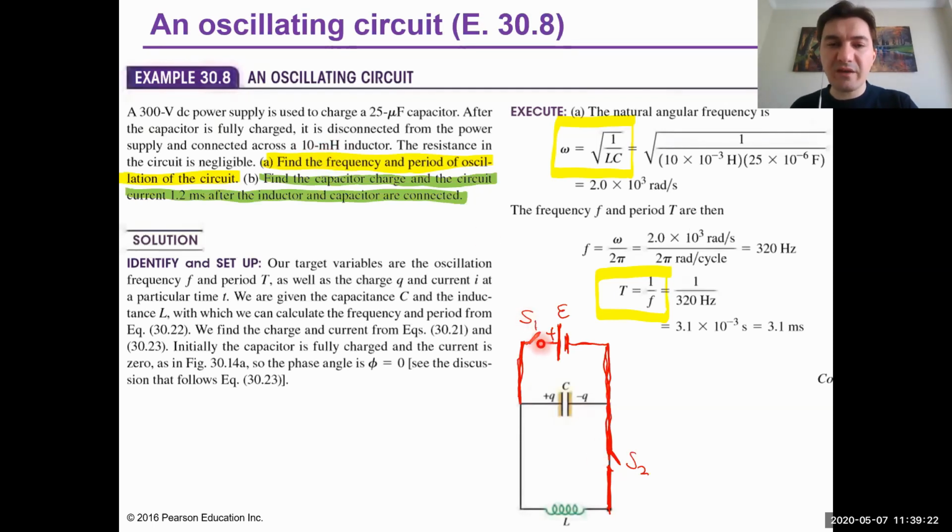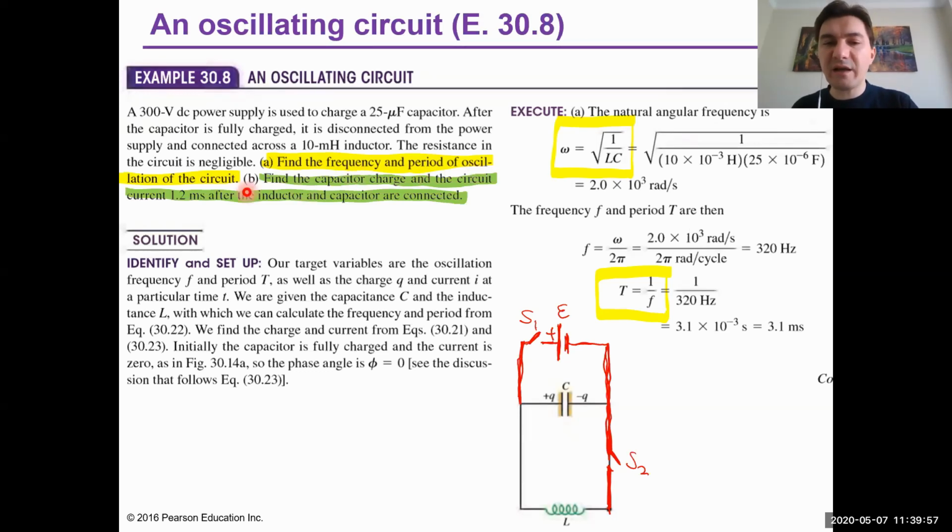So we close that, we open that switch. First of all, we fully charge the capacitor by using the EMF, and then we open that switch and close this one. So now we have current in that circuit, okay? At the beginning, we have current in that circuit, and when we fully charge the capacitor, we have current in that circuit like this. So now what is the question? Find the frequency and period of oscillation of the circuit.